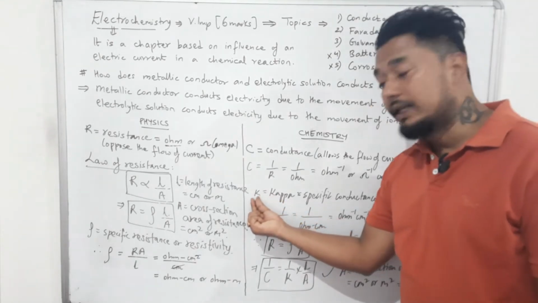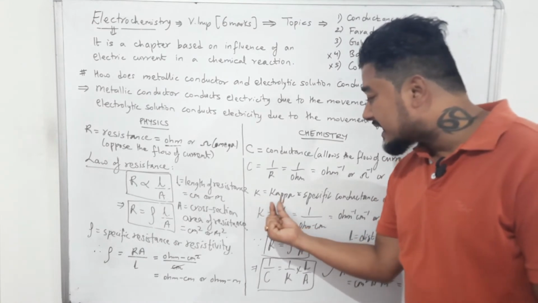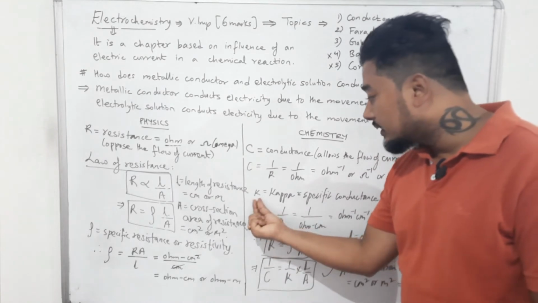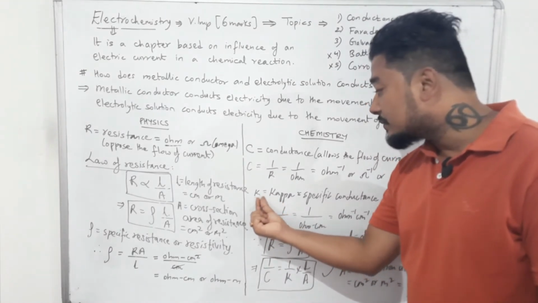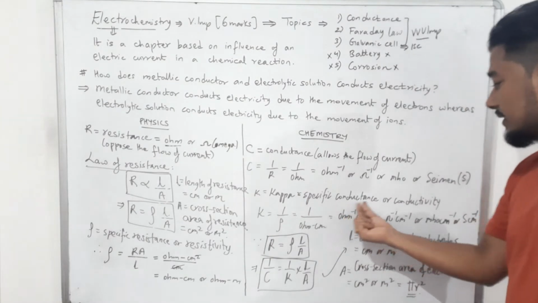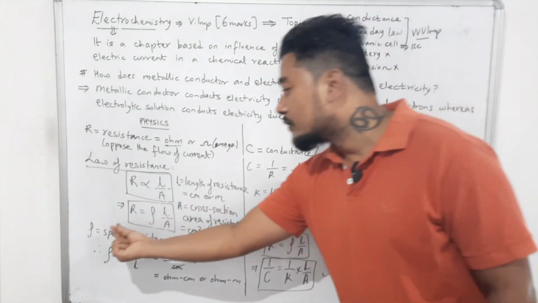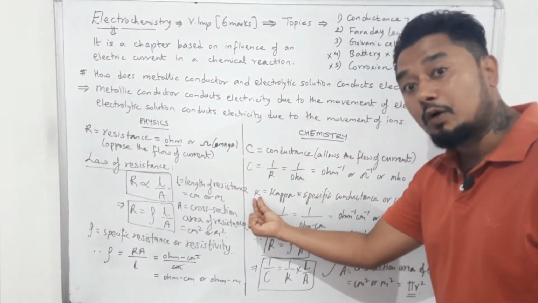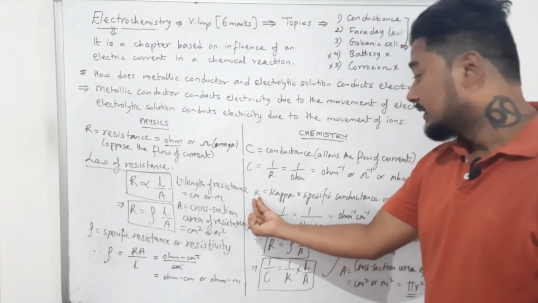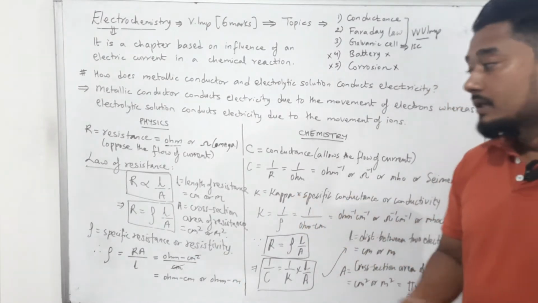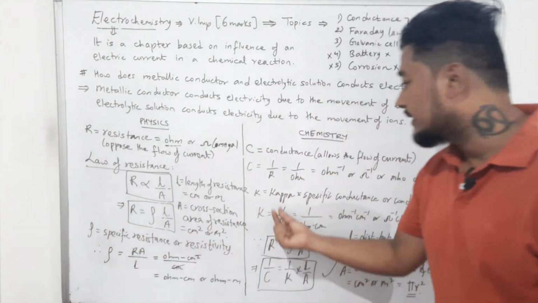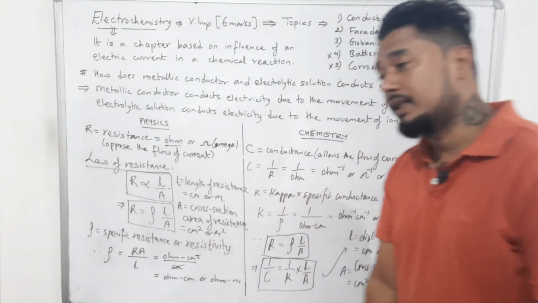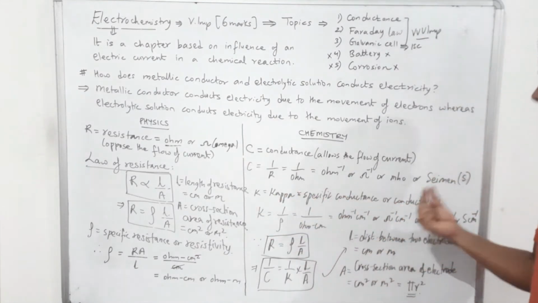Now let us see this small k out here. This small k means kappa, not appa. It's kappa, small k. And what does this small k mean? It means specific conductance or conductivity. If rho is specific resistance, then kappa is called specific conductance. If rho is resistivity, then kappa is called conductivity.